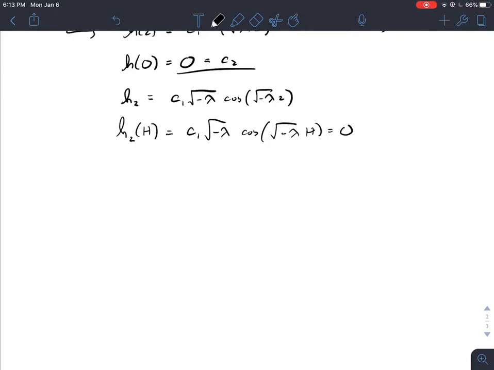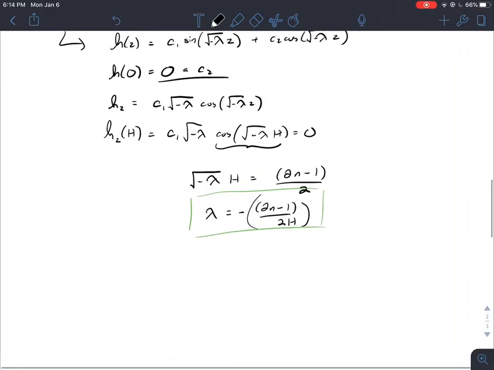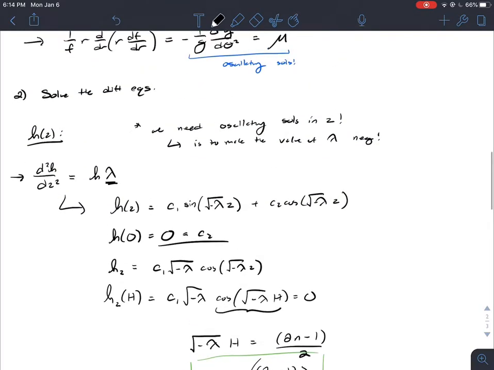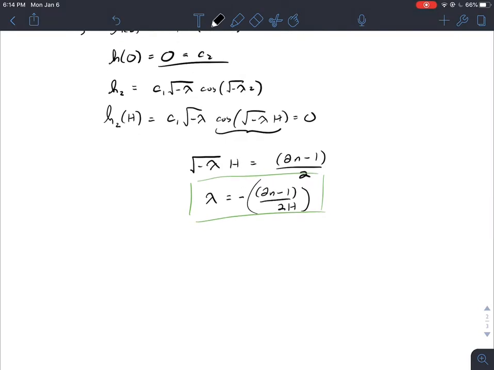So now we have to find the values for lambda. And given this periodicity condition right here, we know that square root of negative lambda times h is going to be equal to 2n minus 1 divided by 2 pi. So that's the relationship for cosine. So lambda in this problem is going to be equal to negative, 2n minus 1 over 2 divided by h, all squared. So like I have said earlier, we're forcing lambda to be a negative number. And the reason for this will soon come, I promise. So just take my word for this for now, that lambda is equal to this negative stuff.